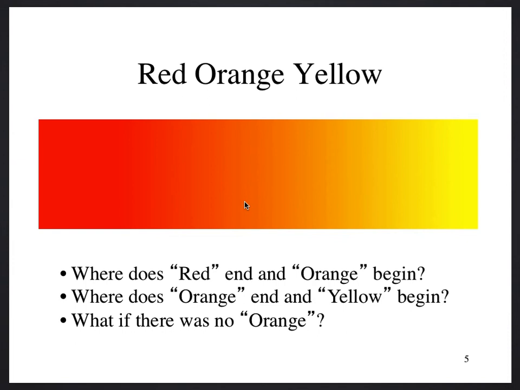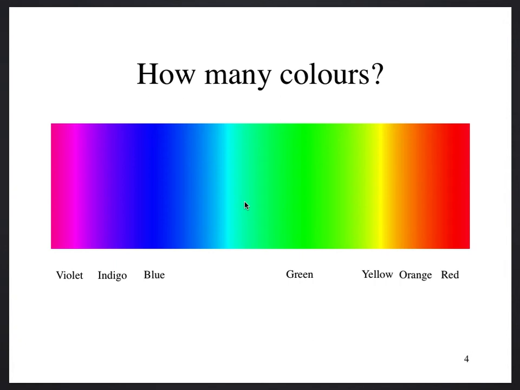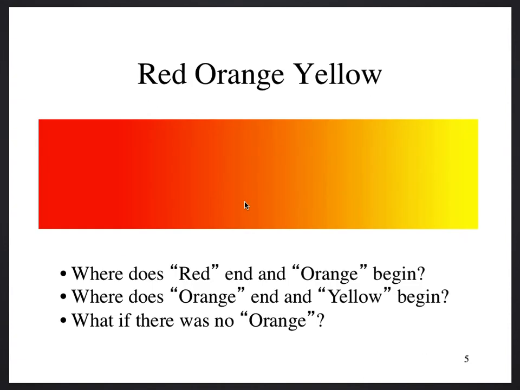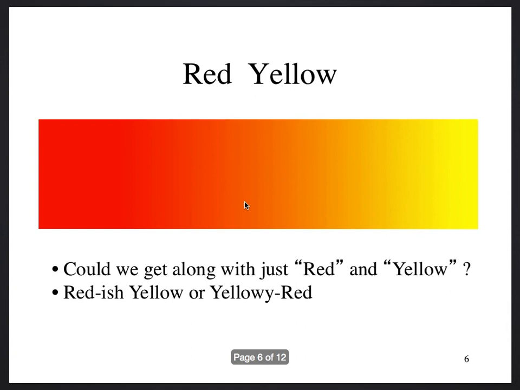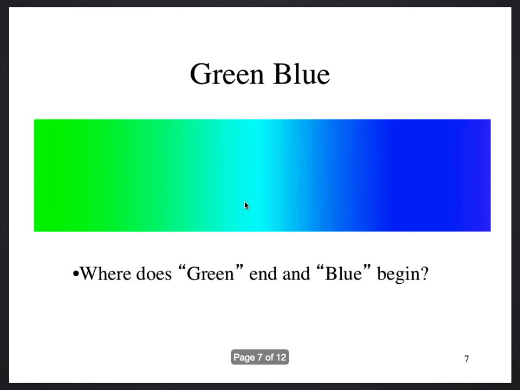So okay, where does red end and orange begin? That's tricky. Where does orange end and yellow begin? What if there was no orange? What if there was just red, yellow, green, blue, indigo, violet? I mean, the sky wouldn't fall in. We might have a reddish yellow or yellowish red, but life would go on. It could be yellowy red, not the end of the world. And then where does green end and blue begin? That's a tricky one also.